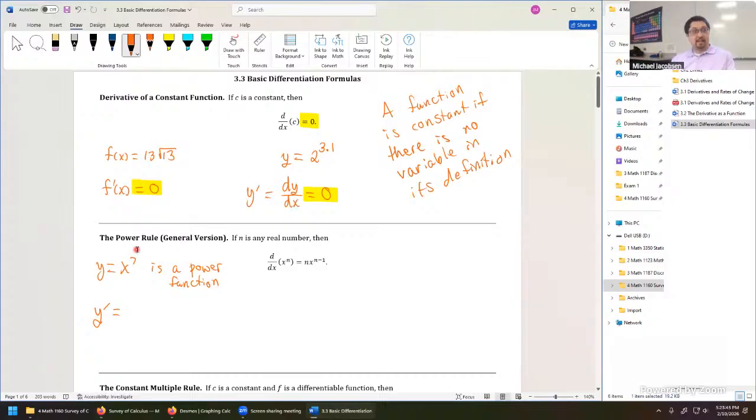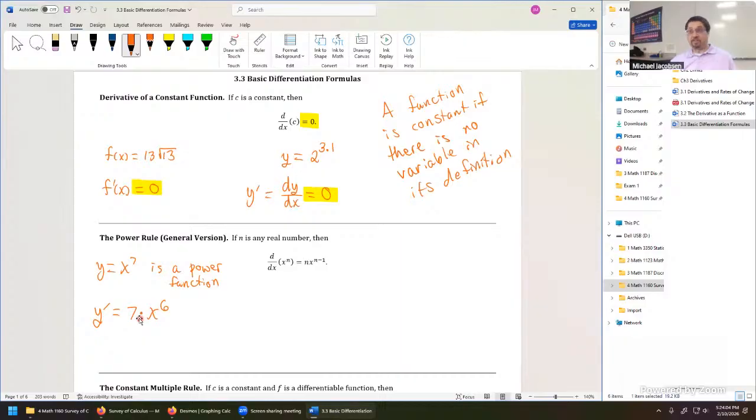The essence is the power that's here moves down and multiplies. So it's going to be 7 times x to the power of, always 1 less. So now it's just power 6. And you don't have to put that multiplication there. That's just there for emphasis.